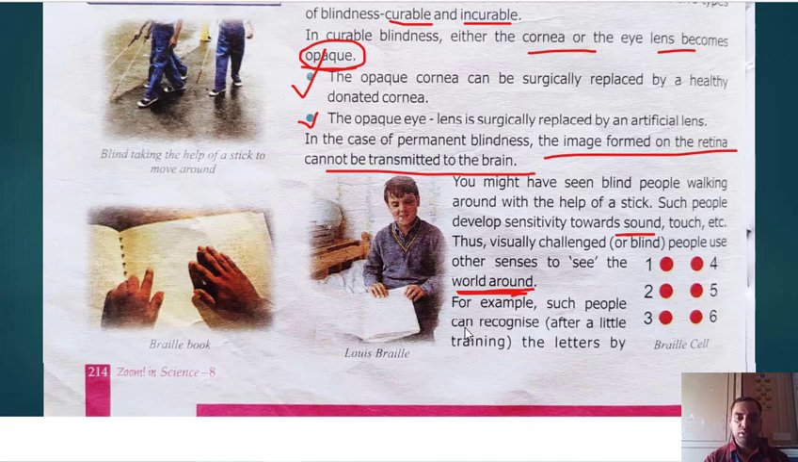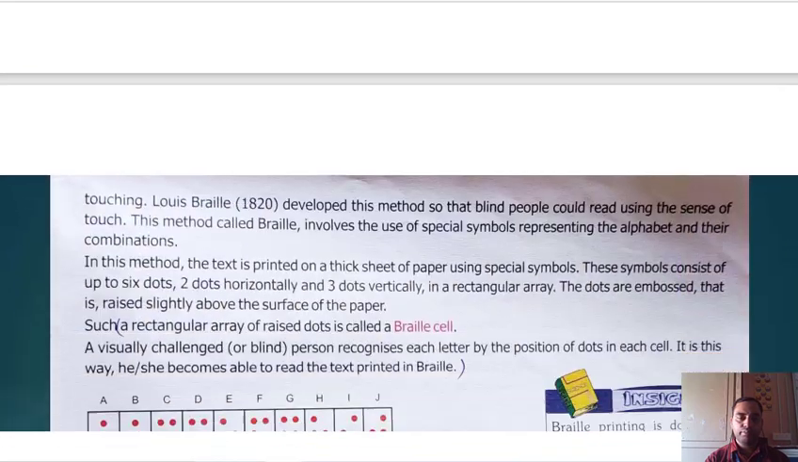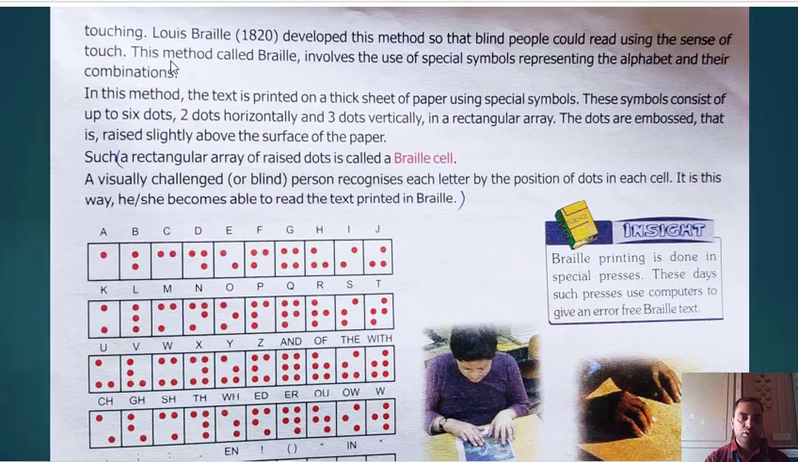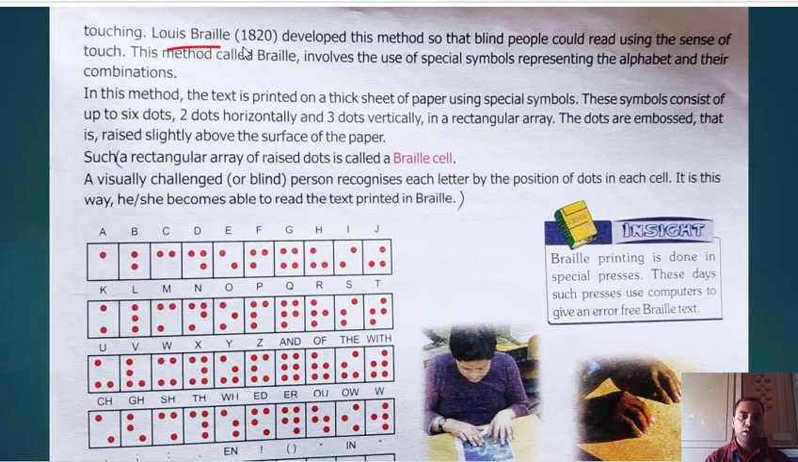For example, such people can recognize letters by touching. Louis Braille found that blind people could read using the sense of touch. This method is called Braille. It involves the use of raised symbols representing the alphabet and their combinations. Now you can see these are the letters which they use.